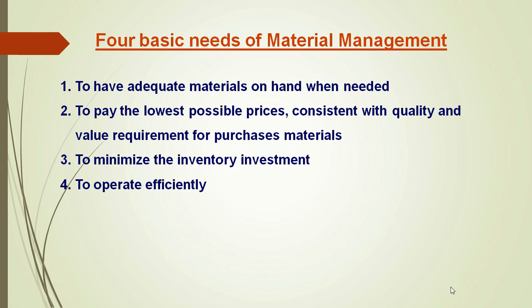Now, four basic needs of material management. We need to understand the four basic needs. First one is to have adequate material on hand when needed. We must have enough storage of the adequate material when it is needed. To pay the lowest possible price consistent with the quality and value requirement for purchased materials. To minimize the inventory investment and to operate efficiently. See, operation should be efficient enough so that the output can be maximized.